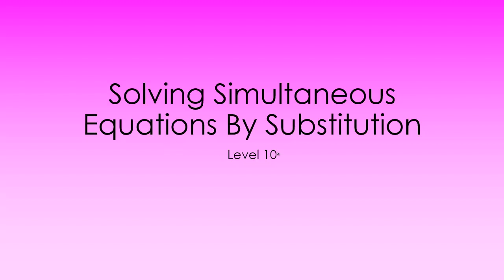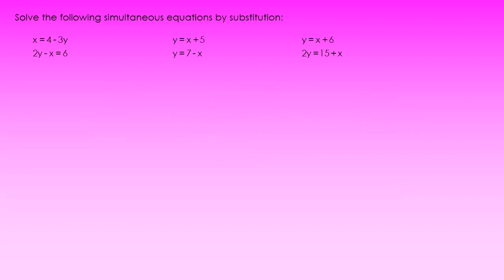Solving simultaneous equations by substitution. We want to solve the following simultaneous equations by substitution. Let's call this equation 1 and this one 2. Note that this one's nicely set up with x being equal to 4 minus 3y.